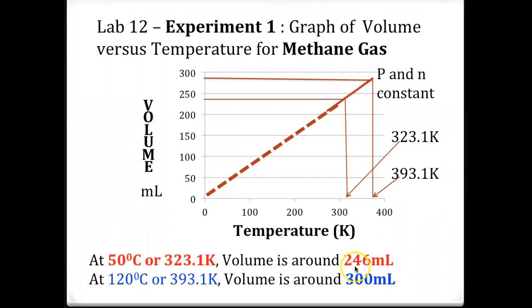Obviously, I just plugged it into the equation for Charles' law, and I actually calculated this number, and you can do that as well. So again, 393.1 Kelvin. If you see what the corresponding volume is, it's around 300 mL. This is not accurate enough, and so when you do the calculation and the math, it should come out to be around 300 mL.